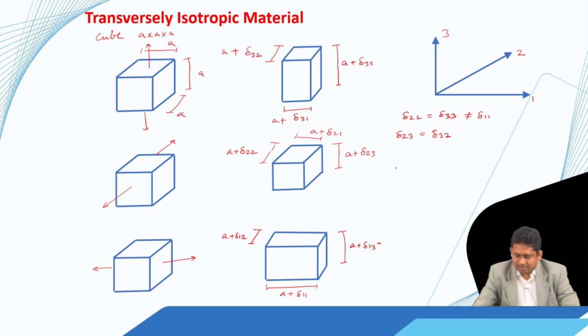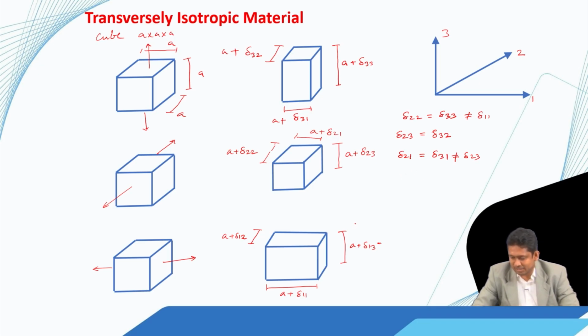Similarly, if I load it along direction 2, then the influence that we have on direction 1, delta 21, should be the same as if I load it along direction 3 and its influence on direction 1. So, delta 21 is equal to delta 31, but these two things are not going to be the same as the previous ones.